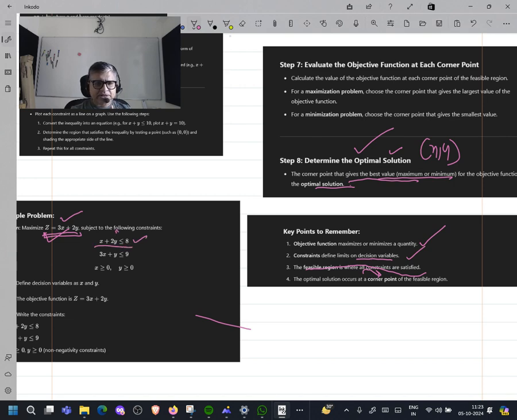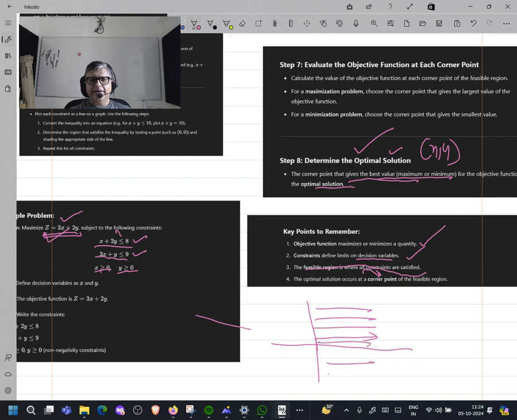So see, the equation is given: x plus 2y less than or equal to 8. 3x plus y is less than or equal to 9. X is greater than or equal to 0, and y is greater than or equal to 0. So 4 constraints are given. If I have to draw x greater than or equal to 0, right? So this is the right hand side. All this shaded area corresponds to x greater than or equal to 0. All the area which is y greater than or equal to 0 corresponds to this.